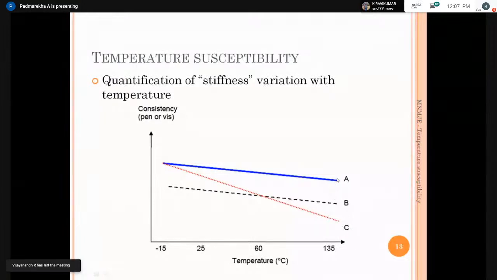So now if you see a bitumen A here, the variation in the property across the temperature is less compared to bitumen C here, which has a drastic variation. So we call bitumen C to be more temperature sensitive compared to bitumen A. Now, the plots of A and B are more or less parallel. The only thing is whether the values here satisfy our requirement or not, and that is what we have to check.